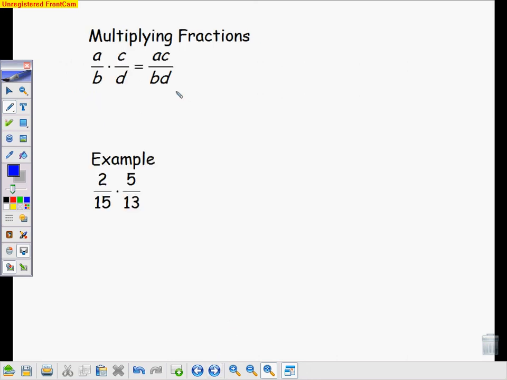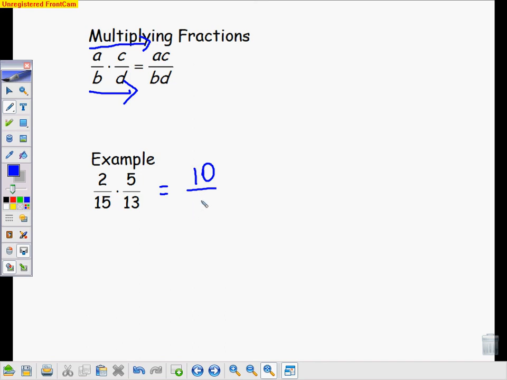Next up, we are going to look at multiplying and dividing fractions. To multiply fractions, you simply multiply straight across the top and straight across the bottom. So, an example for you. 2/15 times 5/13. We can first of all multiply straight across the top and get 10. And then second of all, multiply straight across the bottom and get whatever 15 times 13 is.